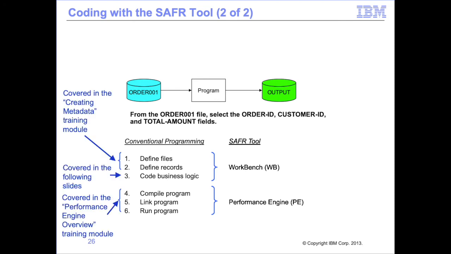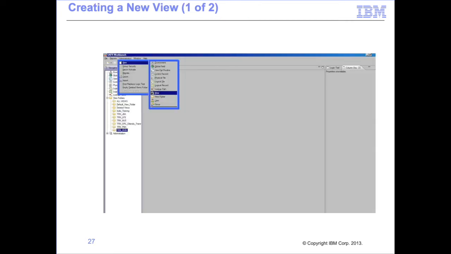Defining files and records will be covered in the Saffir training module entitled Creating Metadata. The Performance Engine will be introduced in the Performance Engine Overview module. The topic of coding business logic will be introduced in the next few slides. In the example described in the following slides, metadata has been pre-populated in the Workbench for ease of instruction.